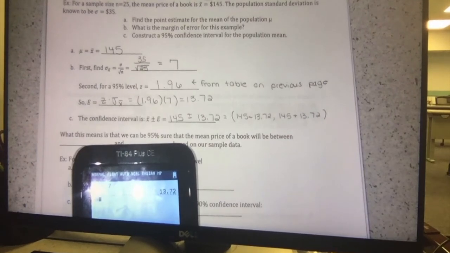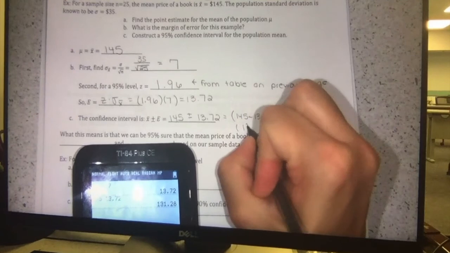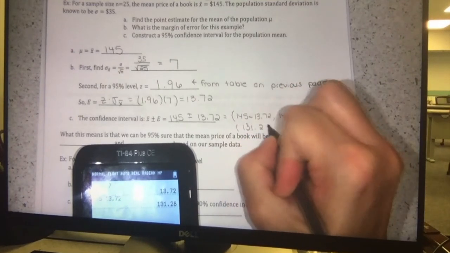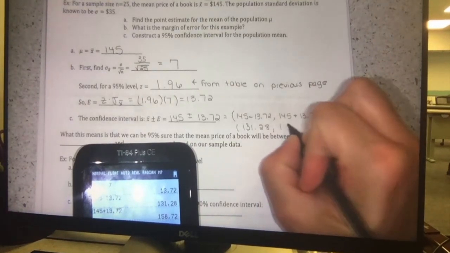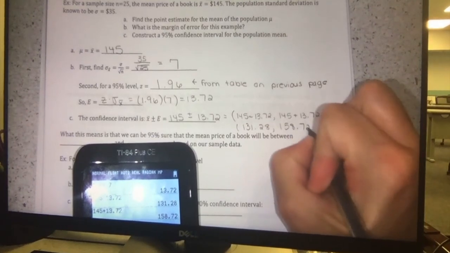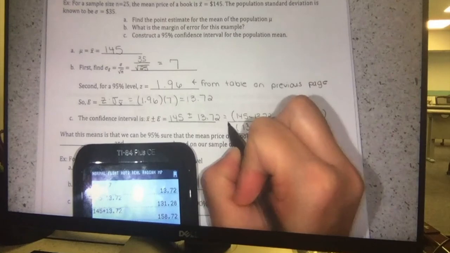145 minus 13.72 will give us 131.28, and 145 plus 13.72 will give us the upper bound of 158.72. So that is our confidence interval.